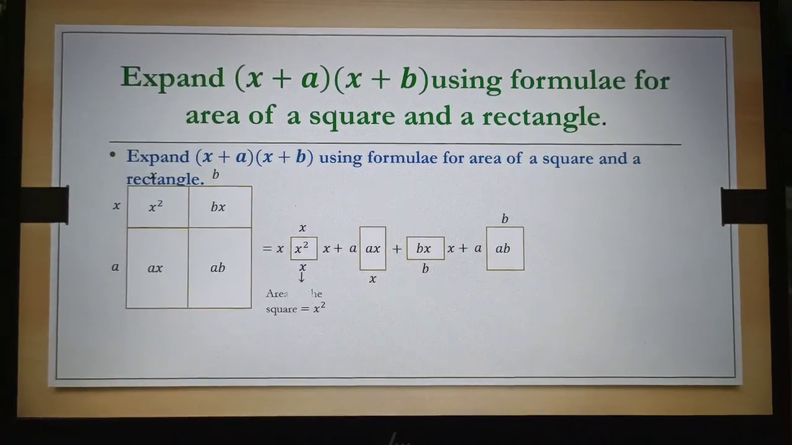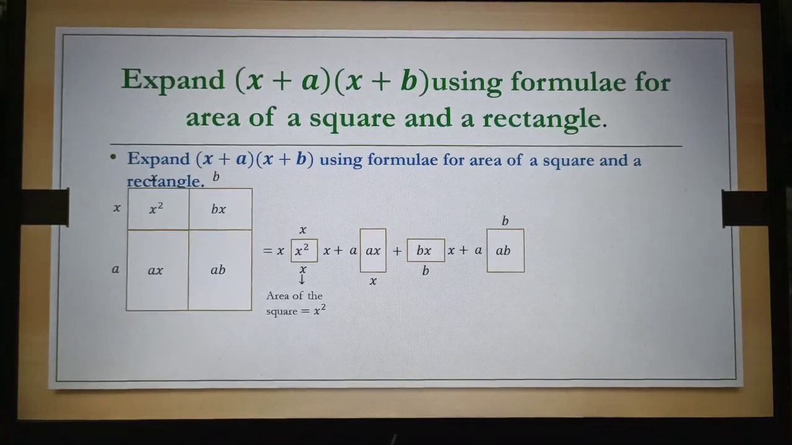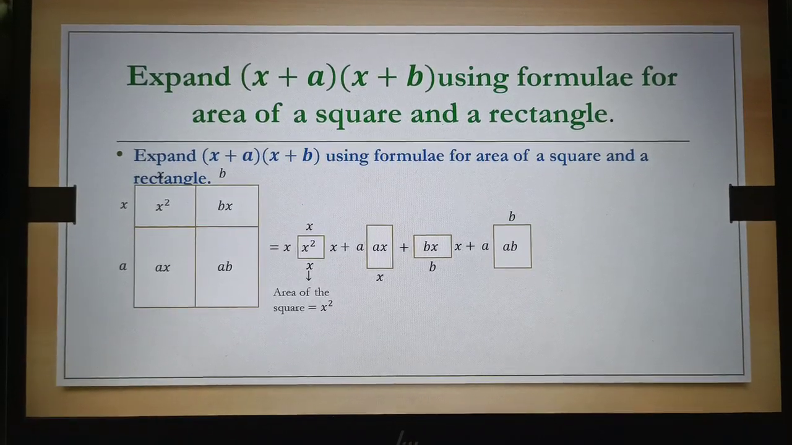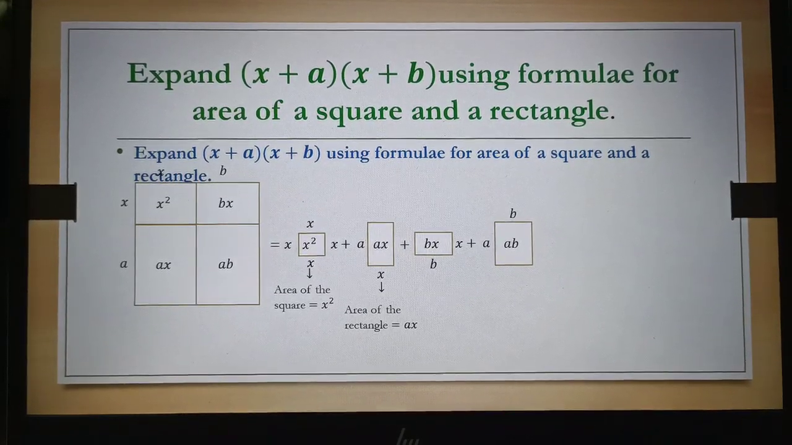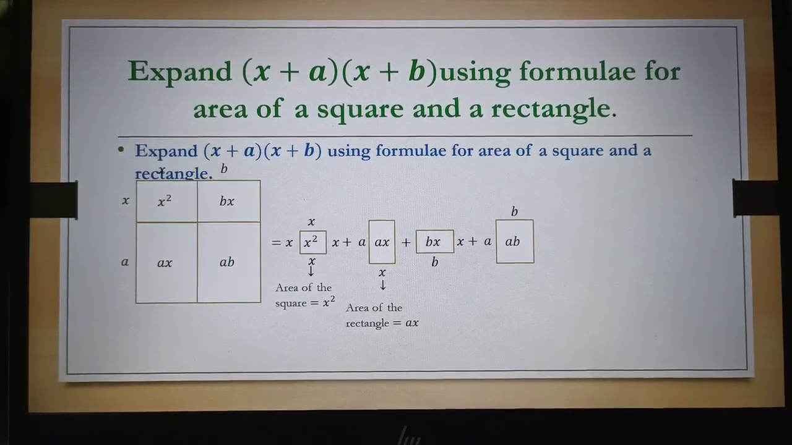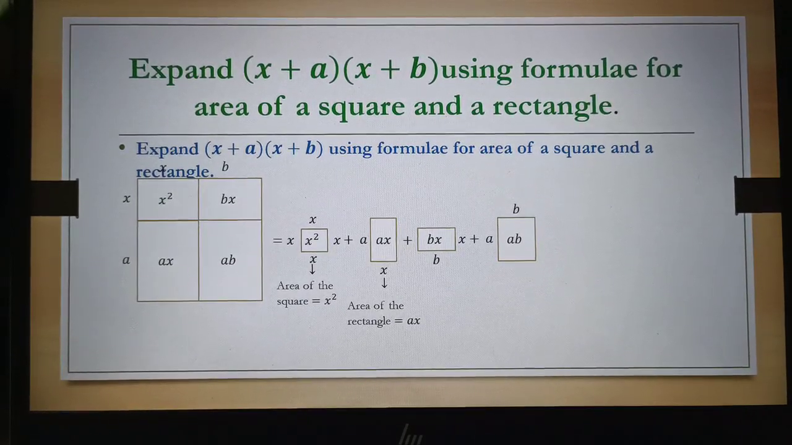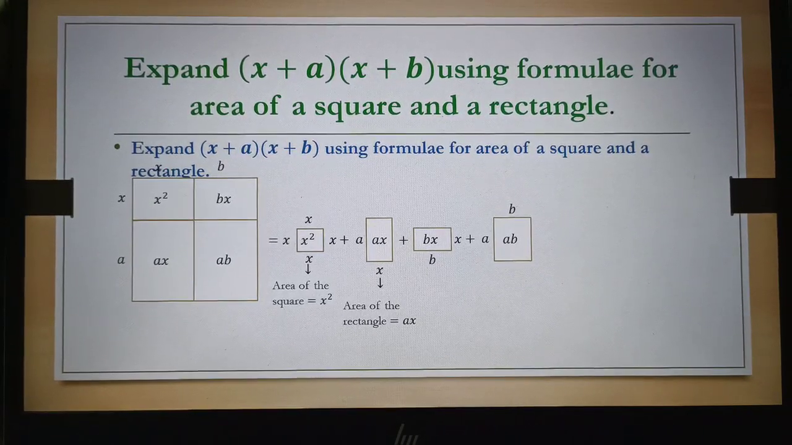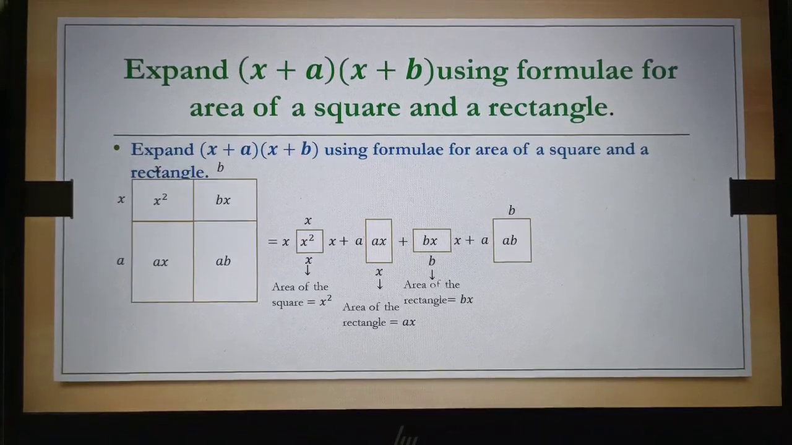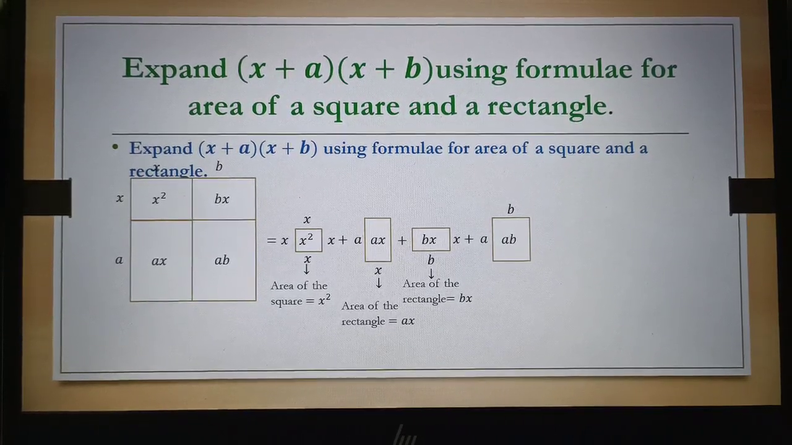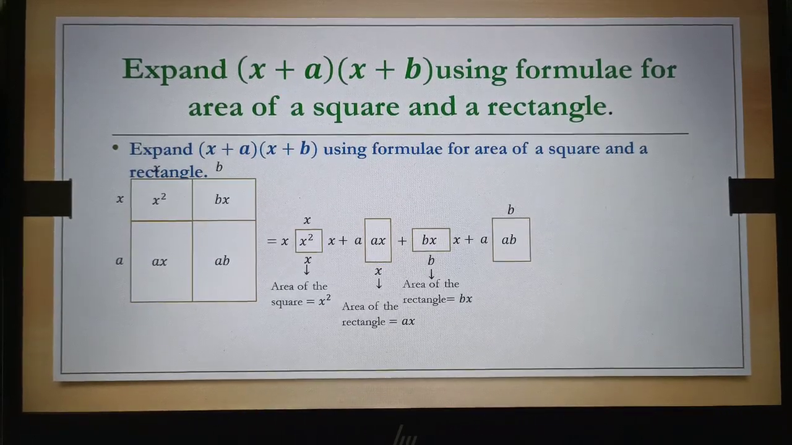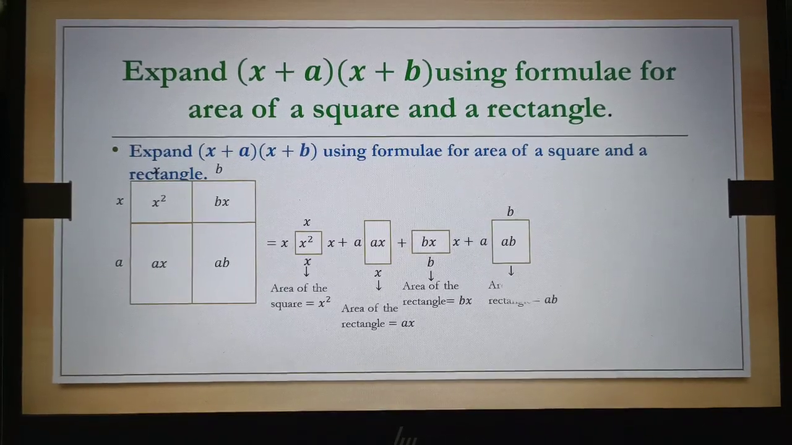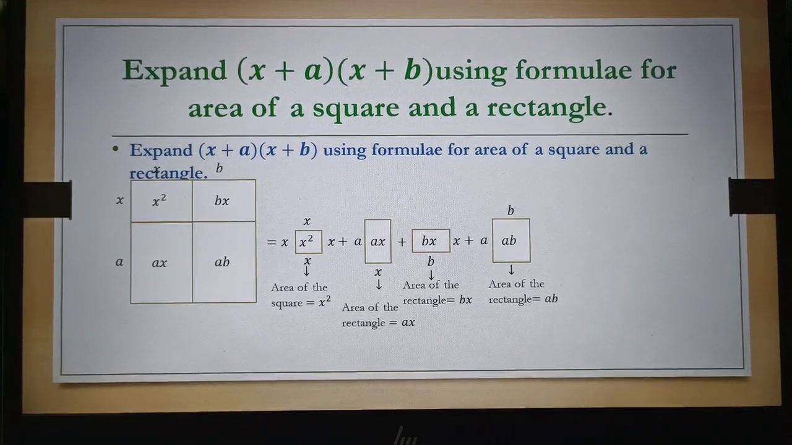So now we know the area of a square formula is side square. Here the side is equal to x. That's why it is x square. Then plus the next one, the rectangle figure. For that, the area of a rectangle is equal to, we know the formula, L into B. Here L is equal to a and B is equal to x, so ax. The next figure is a rectangle. So here L is equal to b and breadth is equal to x. So that means bx. And then the last figure, the area of the rectangle is equal to ab.